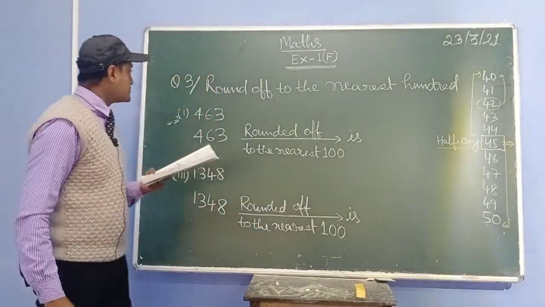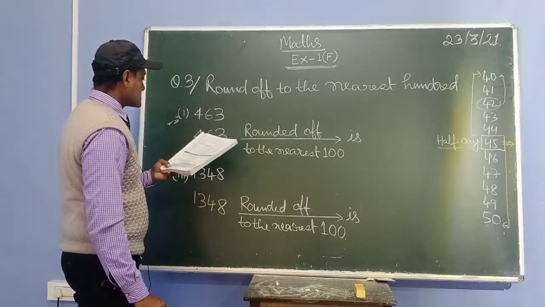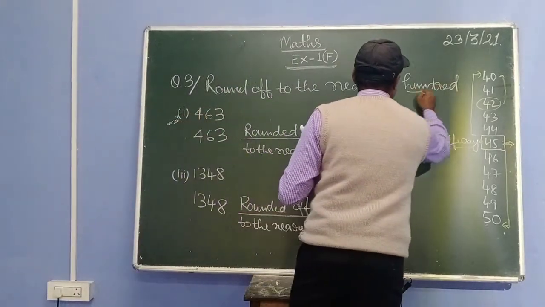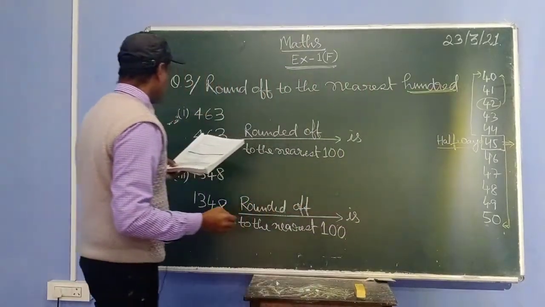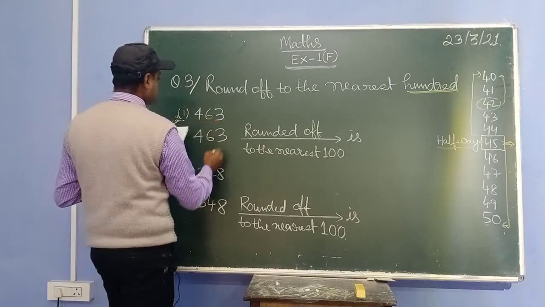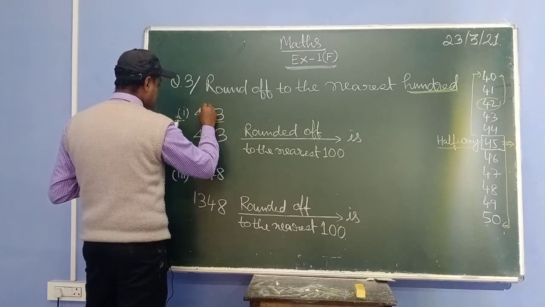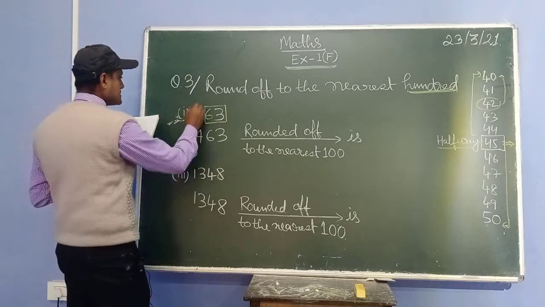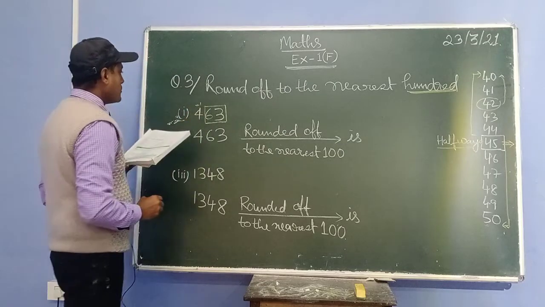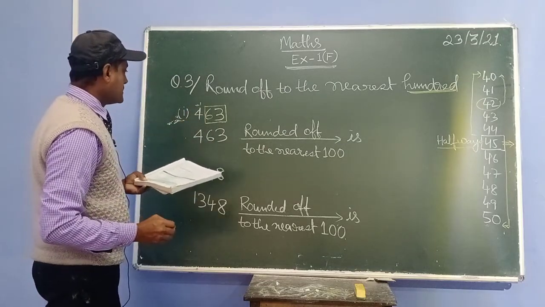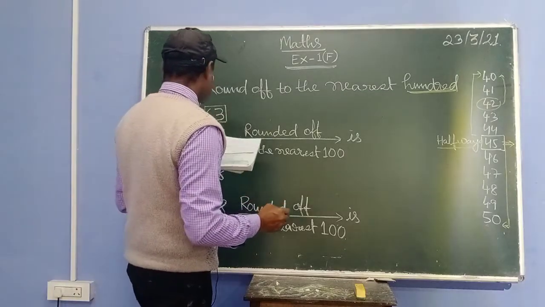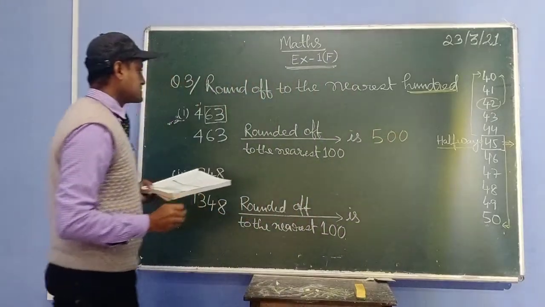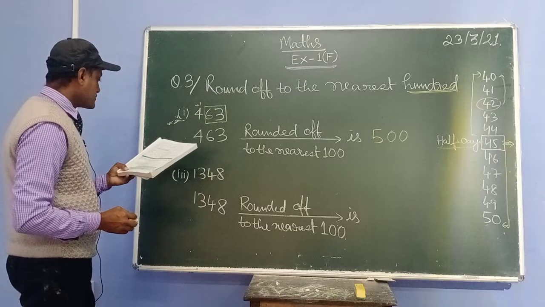Okay, now we will move to question number 3. Round off each of the following to the nearest 100. Part 1, the first question is 463. Now we will see these two digits. 63 is more than 50. The condition is yes. So we will add 1 here. Rounded off to the nearest hundred, 463 is 500.